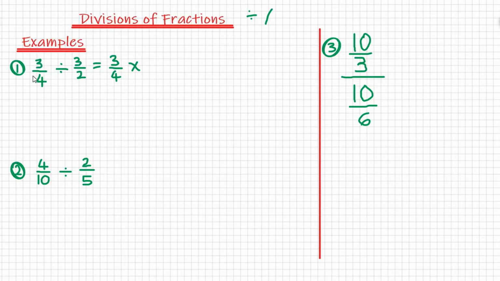This is like a double fraction. We have one side here and we have another side. So it is this one that is dividing this, because we have 3 over 4 divided by this.